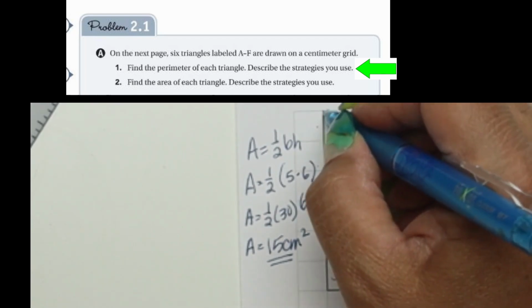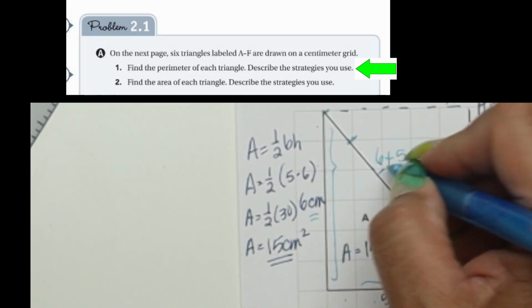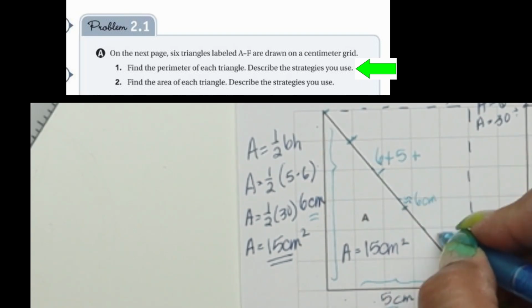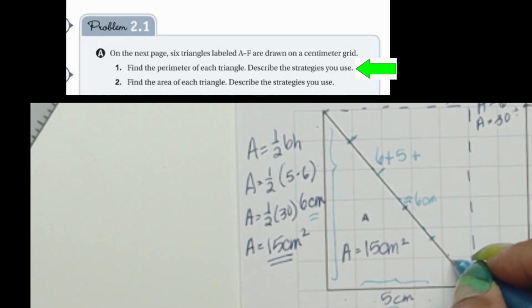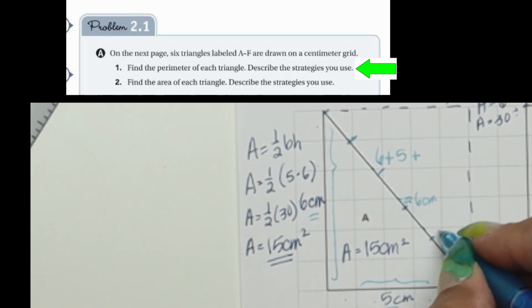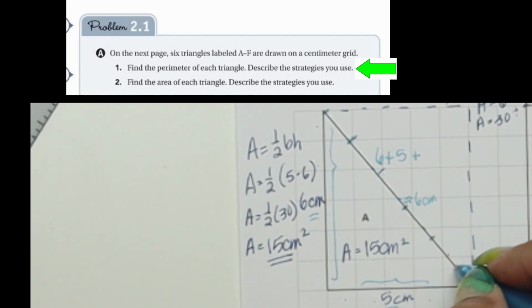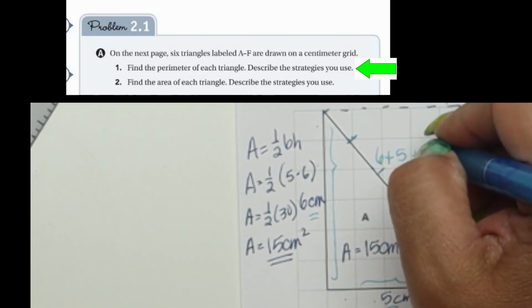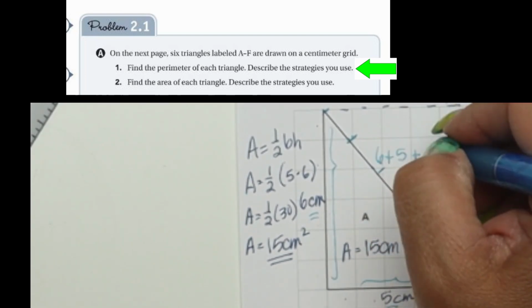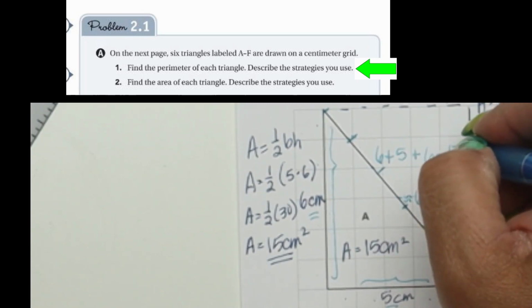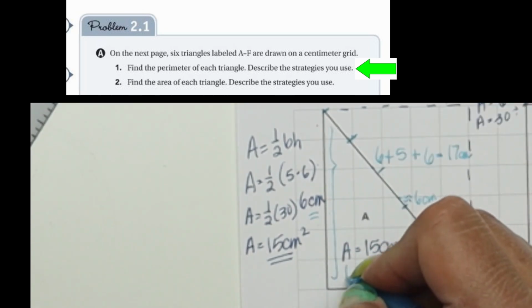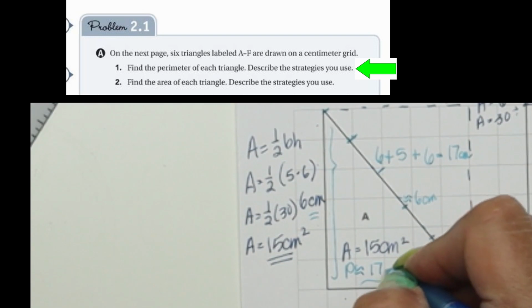I'm estimating it's 6. So this is about 6 centimeters. And I just counted it from each corner. Kind of off a little. That was a little longer. About 6 centimeters. So plus 6 centimeters equals, that's 12 plus 5, 17 centimeters. So I think that perimeter is about 17 centimeters.